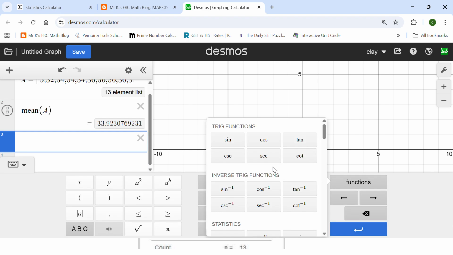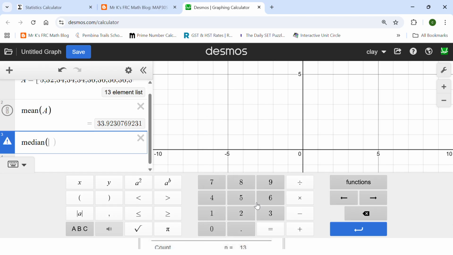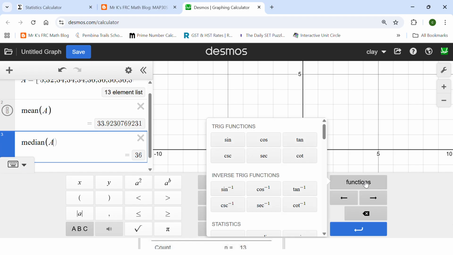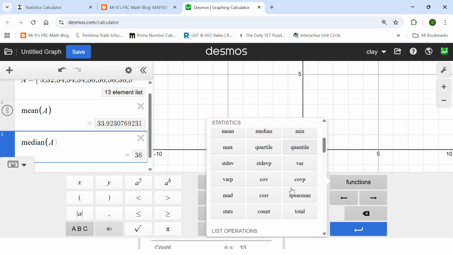Go to functions, go to median of set A, 36. Same thing we got before. Now, unfortunately, take a look in the functions. For whatever reason, they decided when they programmed Desmos to not do a mode, which is a bit of a drag. It's like, oh, there's no way I can do mode. Well, we have a way around that.